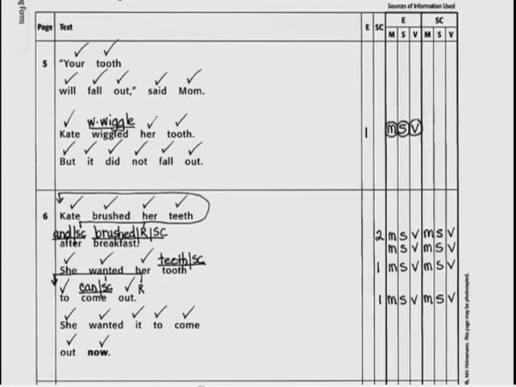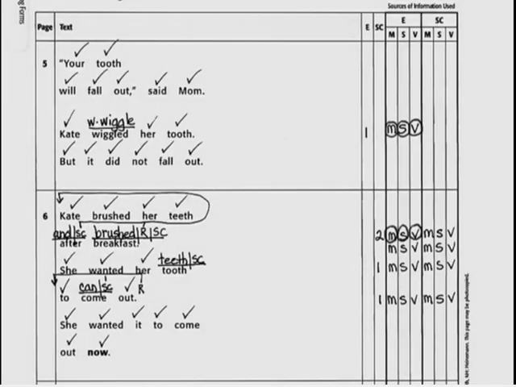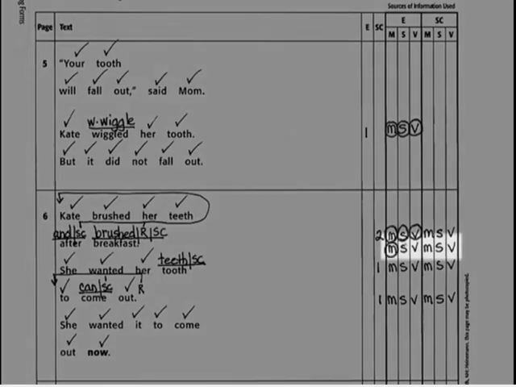Page 6 offers his first self-correction. Look first at his error behavior. "Kate brushed her teeth and" for "after." Ask the question. Circle M, S, and V for this error. The next error follows this one, and the sentence reads, "Kate brushed her teeth and brushed" for "breakfast." Ask the questions. Circle M, S, and V for this error as well.